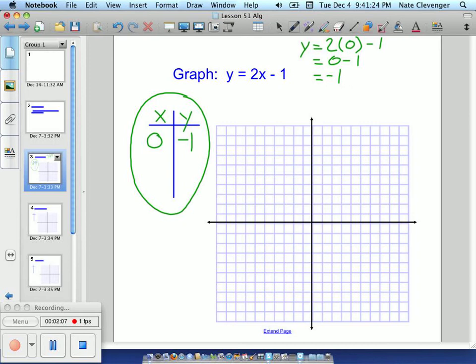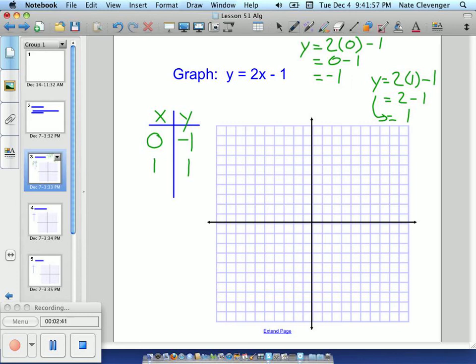Now I'm going to take another value, and if I have the chance, I'm going to use 1 also, because 1 is easy to work with. So I'm going to plug that in. So y equals 2 times 1 minus 1. 2 minus 1 is 1. So when x is 1, y is equal to 1. And then I'm going to draw a circle around this so I can clean that up a little bit.